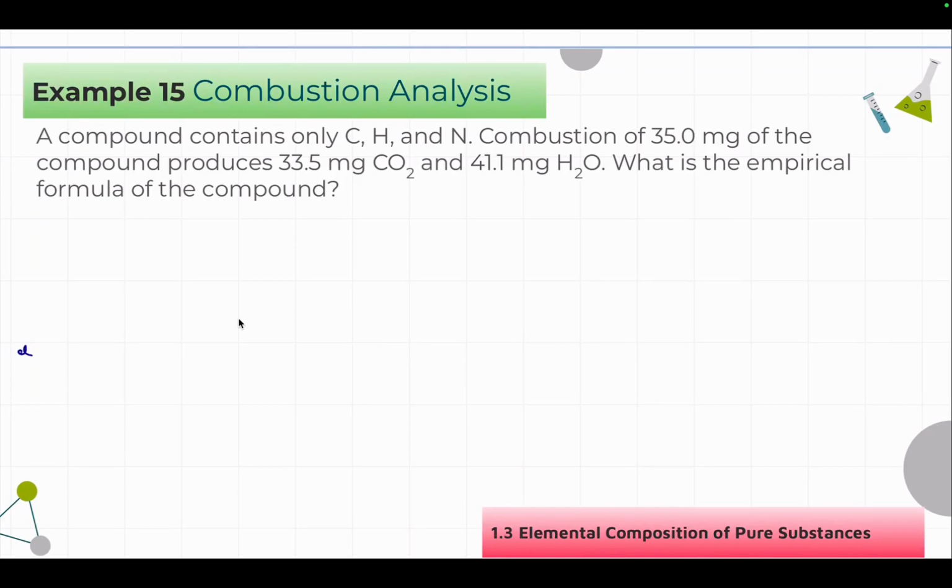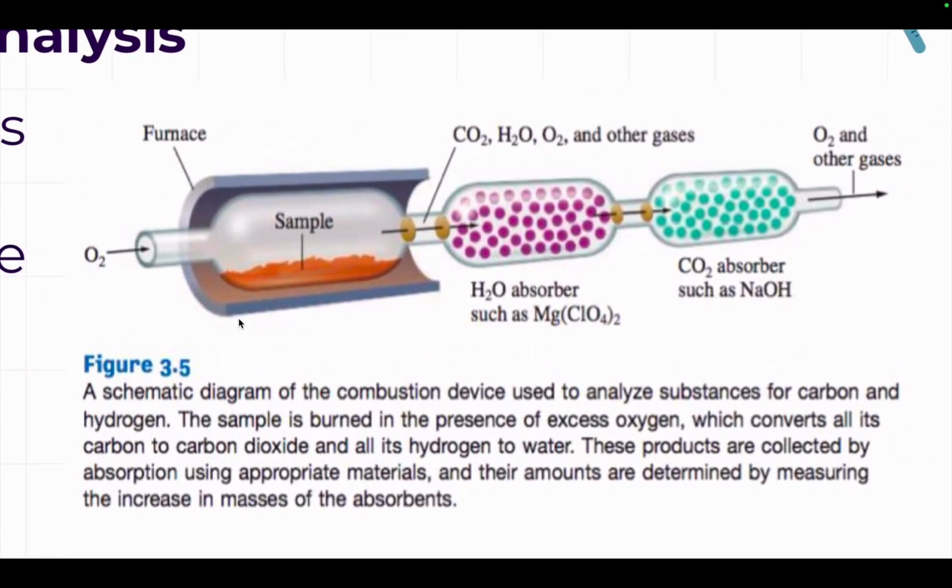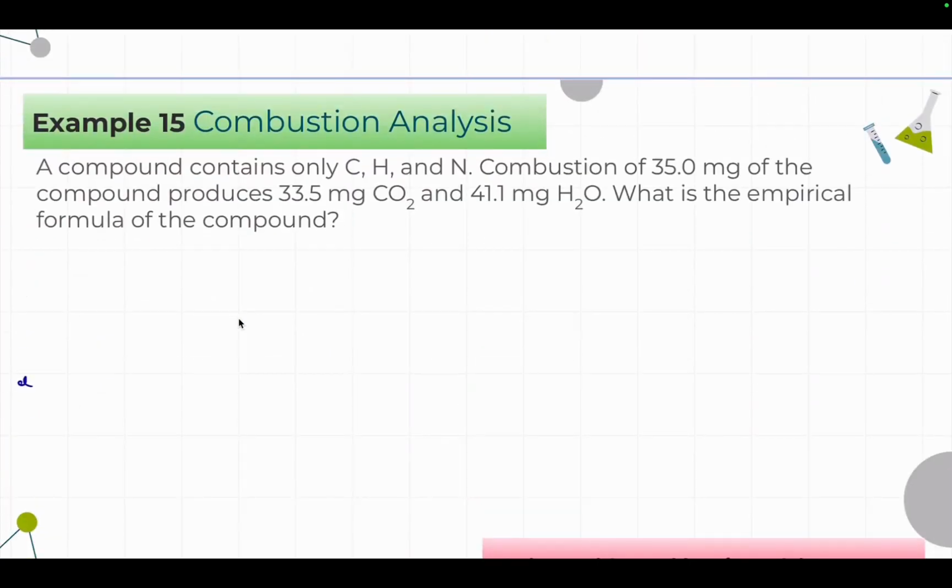With this kind of problem, combustion analysis, you literally burn some kind of compound that contains carbon, hydrogen, and then maybe nitrogen or other elements. Then we can measure the amount of carbon dioxide and water. We're assuming that all of the carbon dioxide comes from the original compound's carbon, and all of the water, the hydrogen, comes from the original compound's hydrogen. So let's just do this example together.